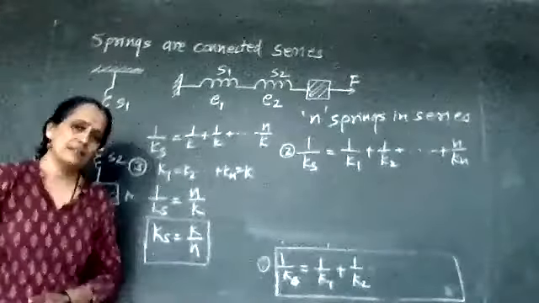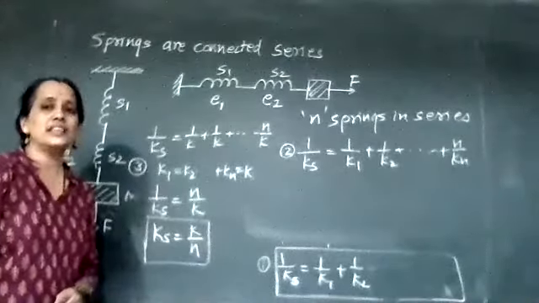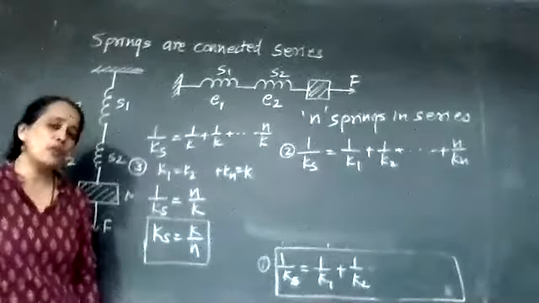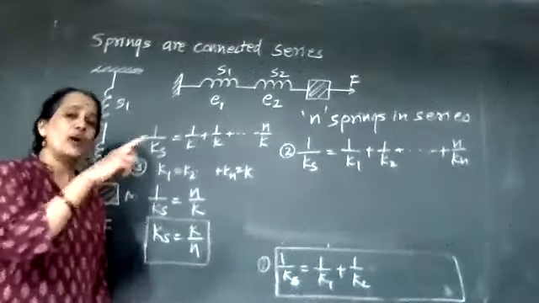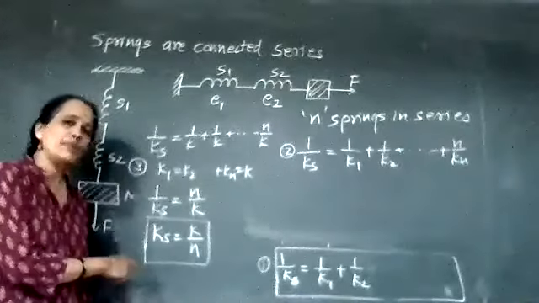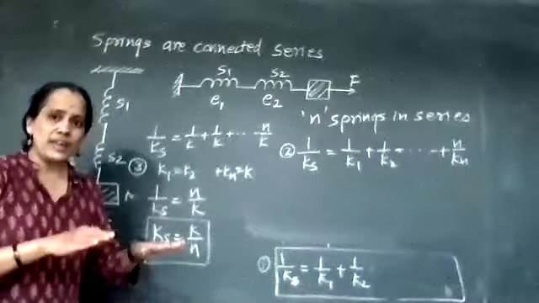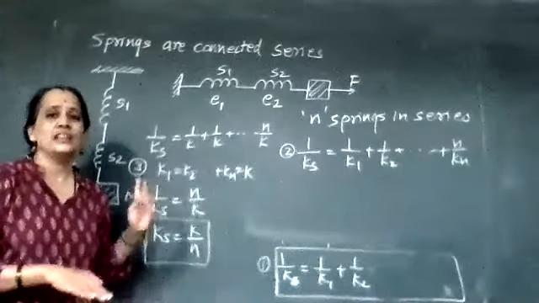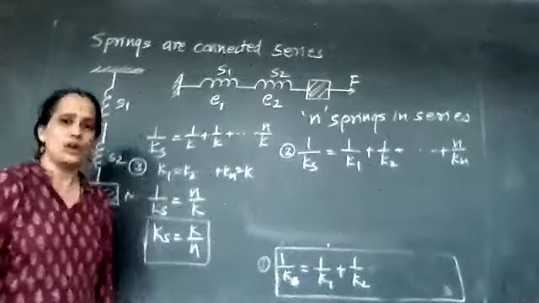If you are remembering, in electrostatics we have studied capacitors connected in series combination. When capacitors are connected in series, we get 1 upon Cs is equal to 1 upon C1 plus 1 upon C2 up till 1 upon Cn. In that case also I am getting Cs is equal to C upon n. So there is an equivalence. When springs are connected in series and capacitors are connected in series, their formulas are equivalent. Clear? So this thing you have to remember.